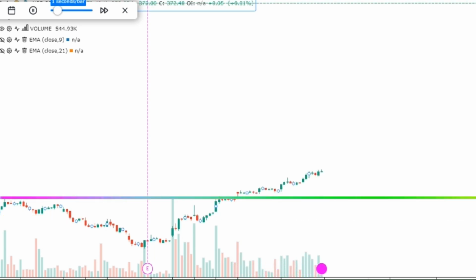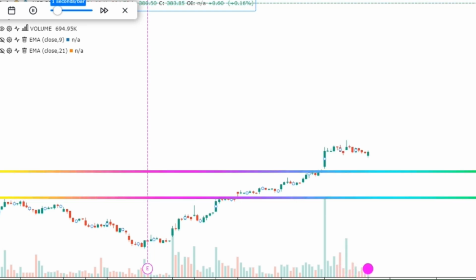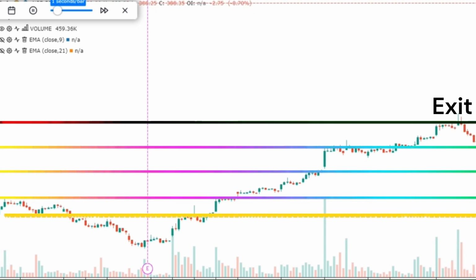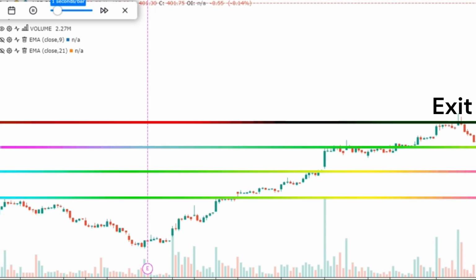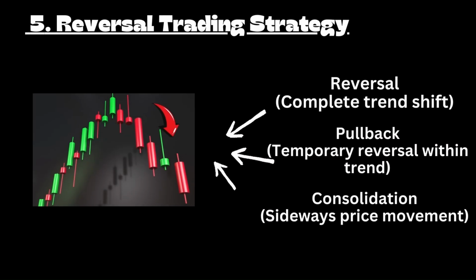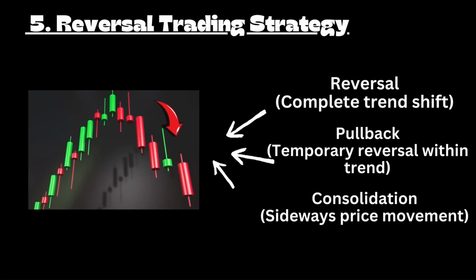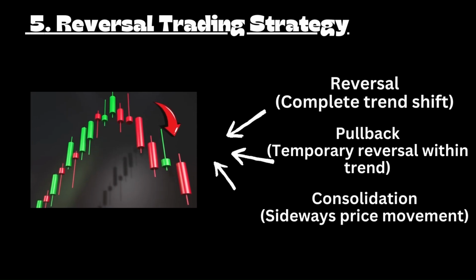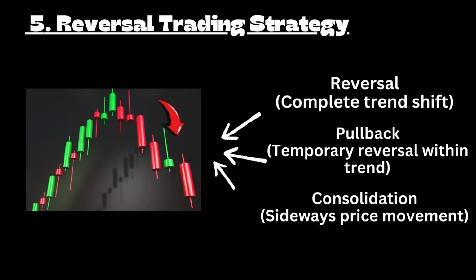It breaks multiple resistances continuously and keeps on moving up, and once the market gets exhausted, it starts to fall. It means that it's time to exit and take our profits. Last, but not the least, is the reversal trading strategy. It is a complex strategy for seasoned traders, involving investments against trends, demanding a deep understanding of market pullbacks.